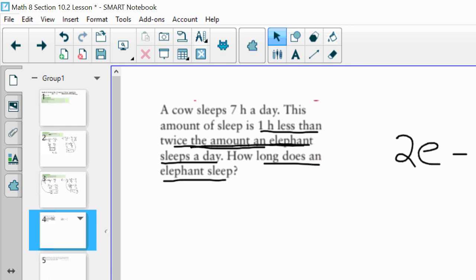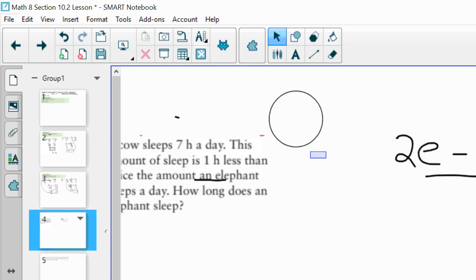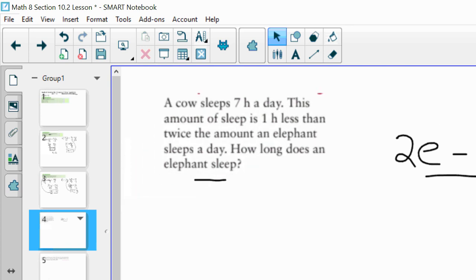Okay, so now that I have this equation, I can solve for how long an elephant sleeps quite simply. So first, e is having 1 subtracted from it. I'm going to add 1 on each side. The 1's cancel out. I'm left with 2e on the left. On the right, 7 plus 1 is 8. I divide by 2. Those cancel out. Divide by 2. e is equal to 4 hours.